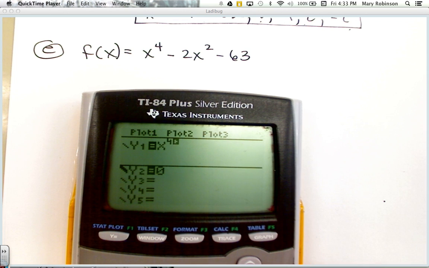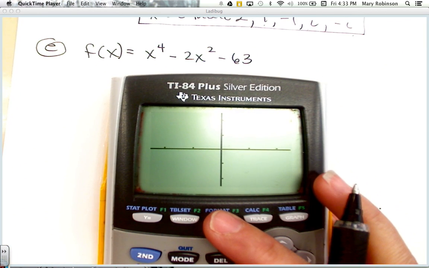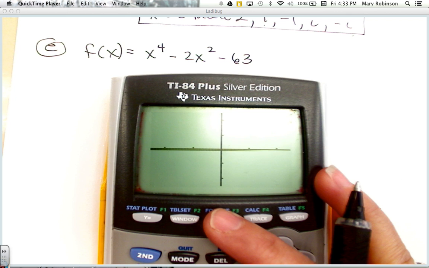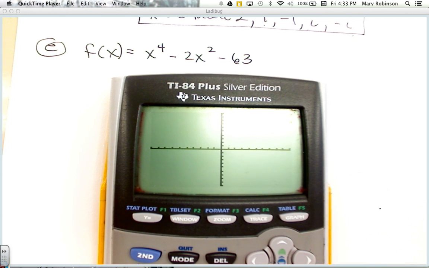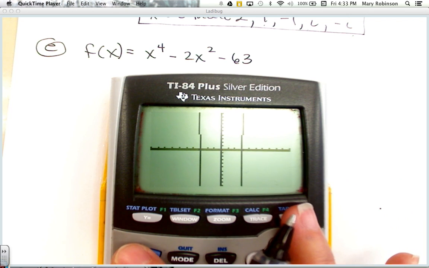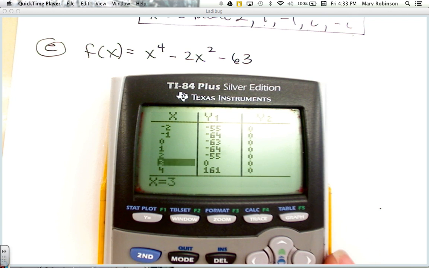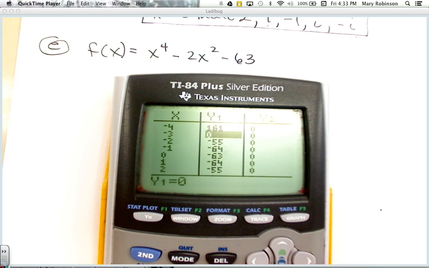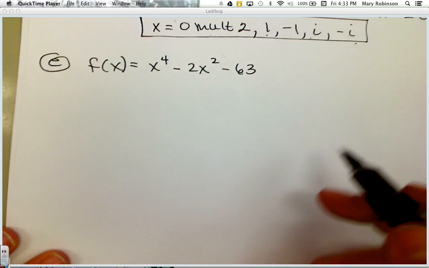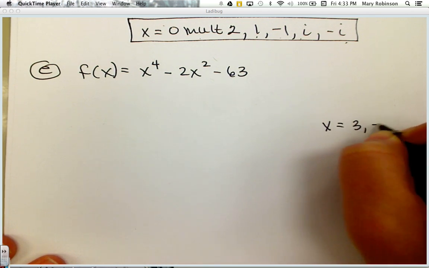Oops, x to the 4th minus 2x squared minus 63. Let me change my viewing window here. So it appears to be crossing at positive 3 and negative 3. So we can verify it on our table. There's 3, 0. So we're good to go there. And negative 3, 0. So we're good to go. Alright, so we know that for these solutions, one of them is 3 and one is negative 3.